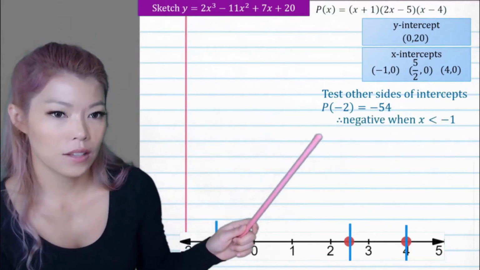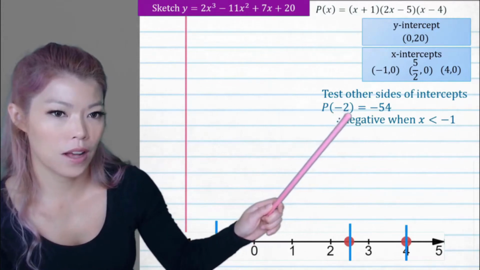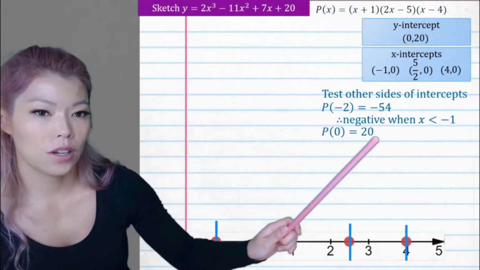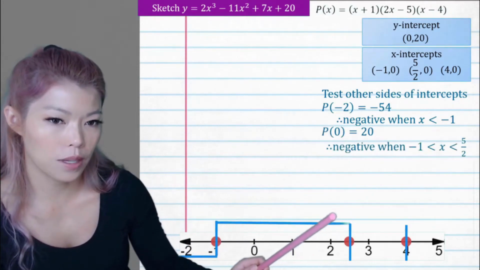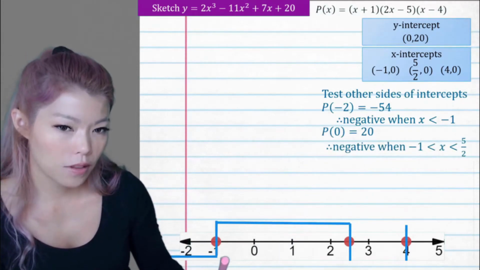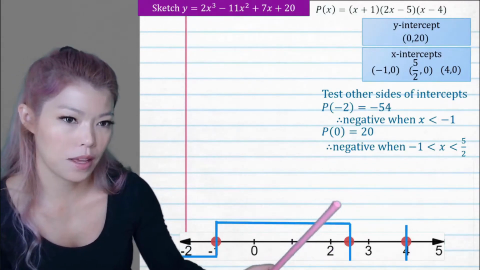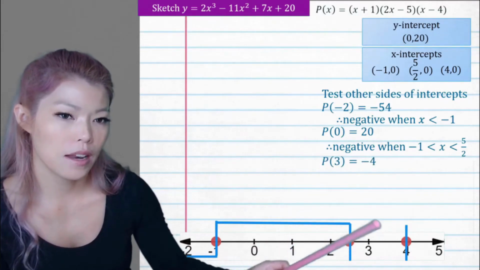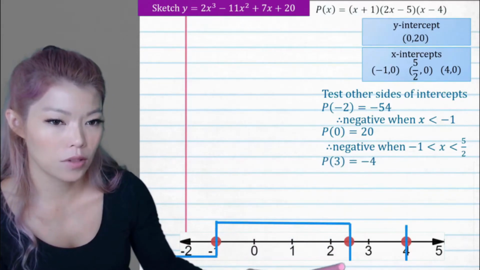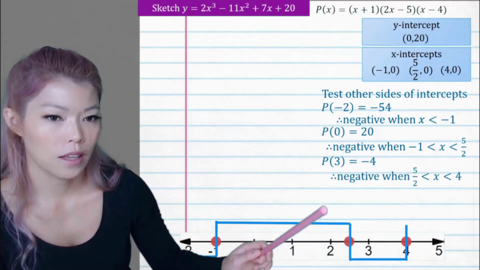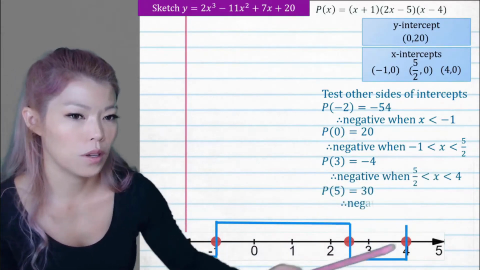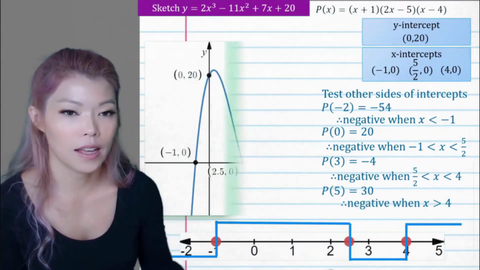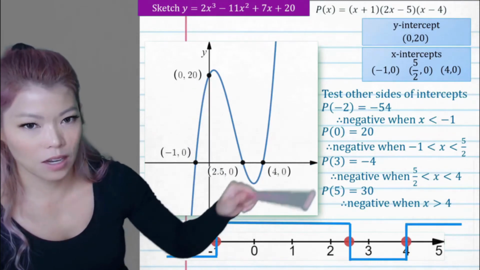Okay, so those values, so the first value was negative, so we know that before here it's negative. Then I plugged in 0, I got 20, so we know it's positive, so it's up here. So if it was negative, then I would have put a line there, but it's positive, so up there. So between negative 1 and 5 over 2. Now I pick a number above that, I pick 3, so it'll be negative, so it'll be at the bottom. And then for 5, it will be with the positive, so it's up there. So I know my graph is going to look like that, which it does. Ta-da!